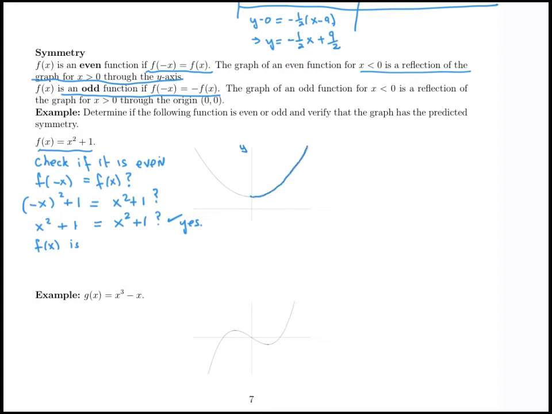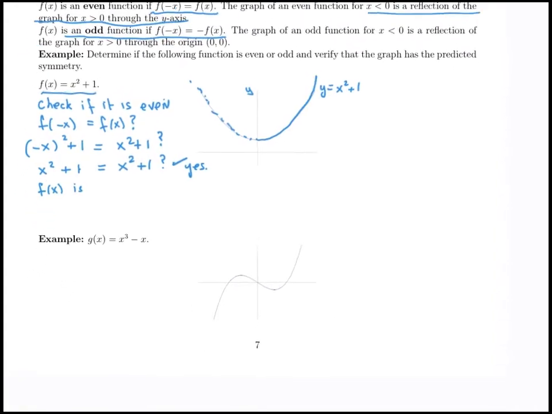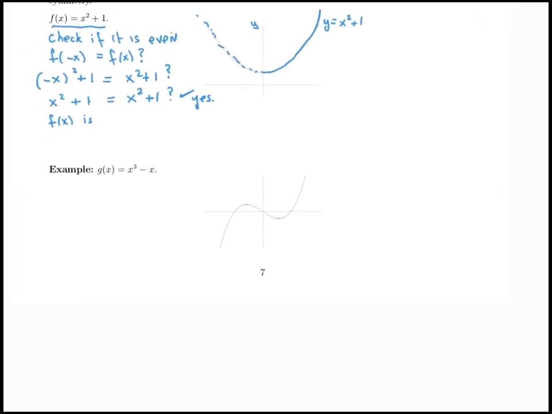If I were to draw the right-hand side of this graph, y equals x squared plus 1, and quickly fold the paper at the y-axis before the ink dries, I would get the other half of the graph here. In general, if I have a polynomial in powers of x which are all even, it's going to be an even function, and its graph will have this symmetry.